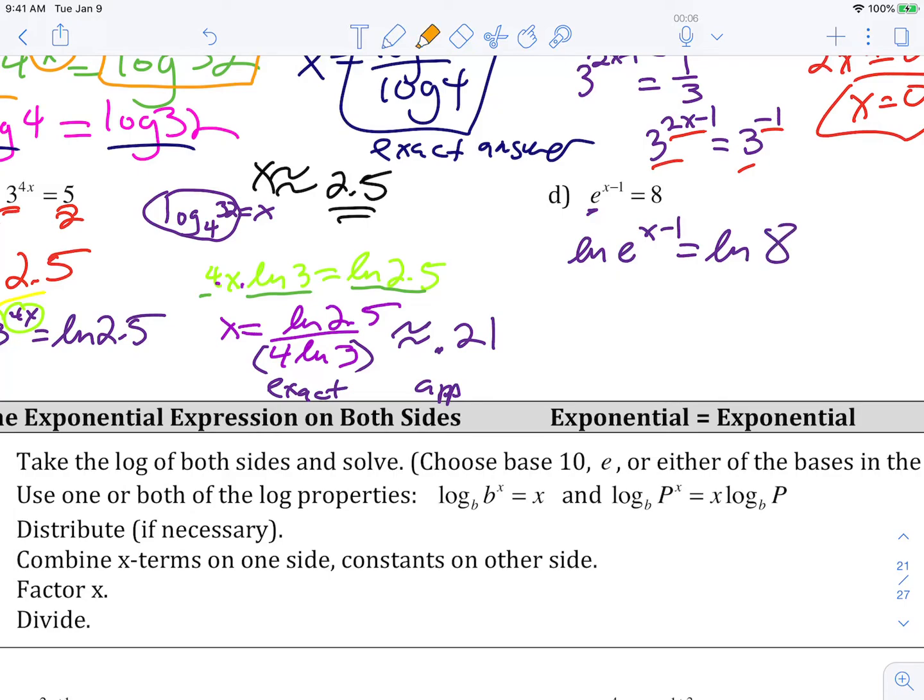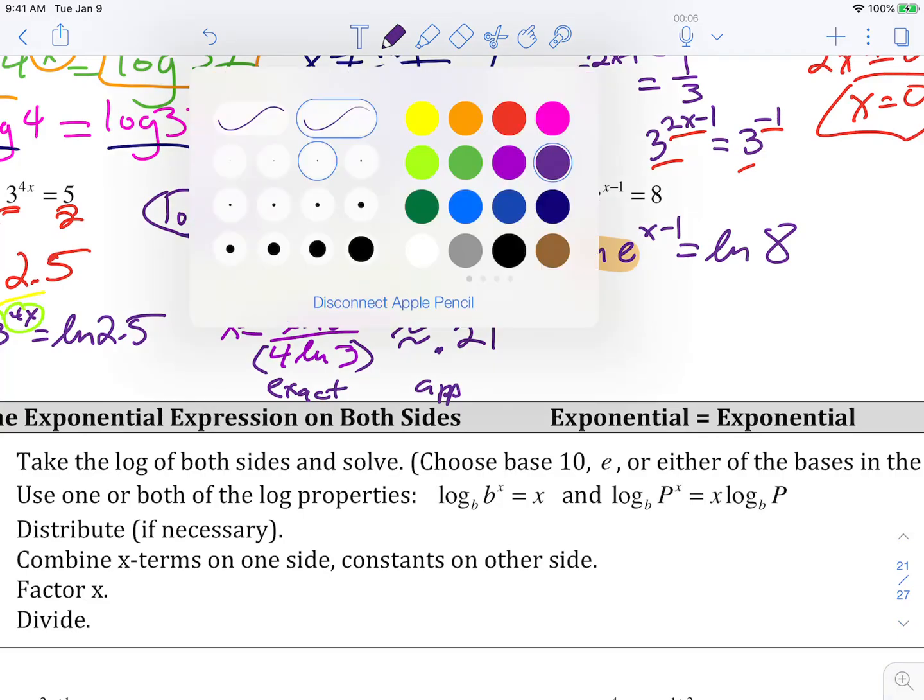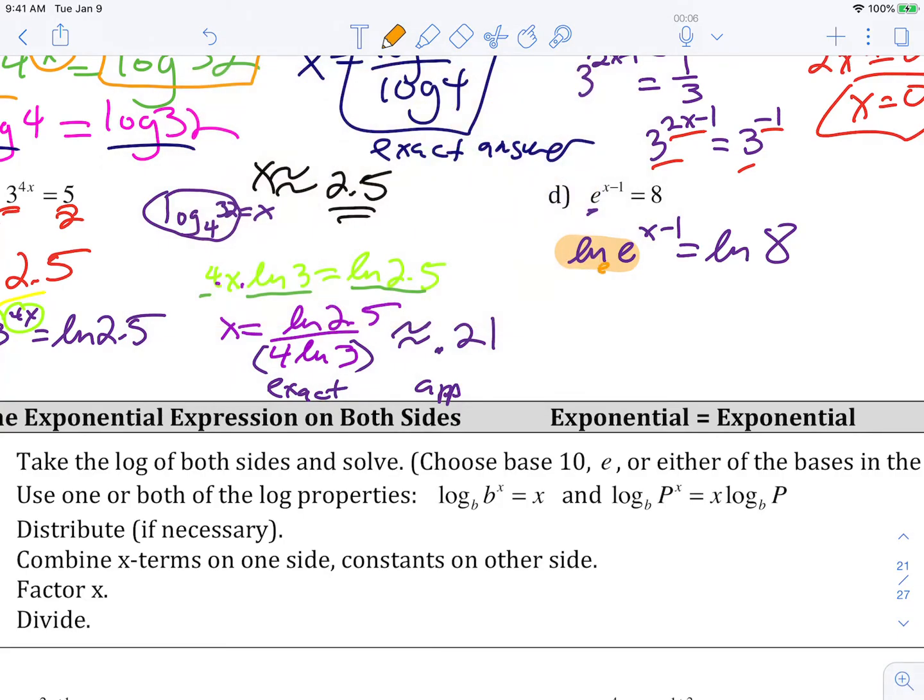But look at this. Natural log is base e. So they're going to kind of cancel out, and you're left with x minus 1 is equal to natural log of 8. And all I got to do to get x by itself is add 1 to both sides. x is equal to the natural log of 8 plus 1. This is its own thing. So when you put it in your calculator, you make sure you close the parentheses around the 8. This is the exact answer, and it's about 3.08.